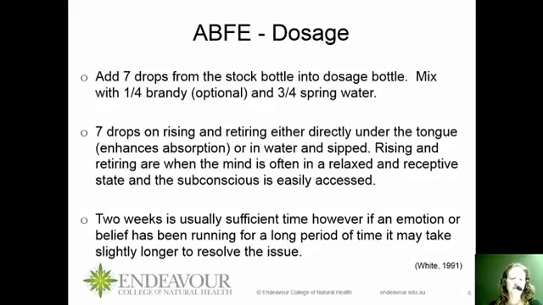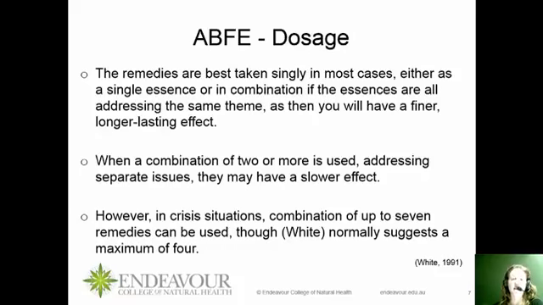Ian generally suggests 2 weeks to take the flower essences and then reevaluate as a practitioner. For Ian, he believes that remedies are best taken singularly to have a really strong and definite effect, or choosing a combination. He believes when you combine more than 2, you're addressing separate issues and it may have a slower effect. So the energy of the flower is diverted throughout different aspects of the mind or the physical body or the spirit, so it may just take a little bit longer.